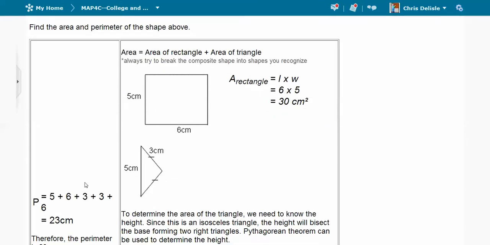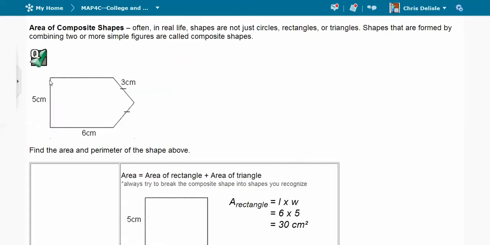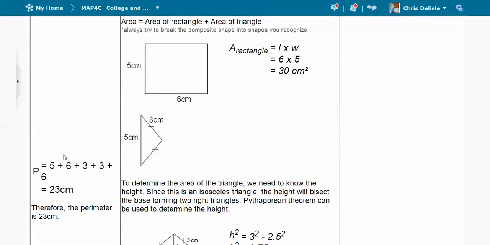For going around the perimeter, that's not too hard to do. You're going to go 5 plus 6 plus 3 plus 3 plus 6 and get all the way around the outside. So that's not too bad. But this one gets a little tricky when you get to the area of this triangle. For the area of a triangle, we need the base times the height divided by 2. But we don't have the height.